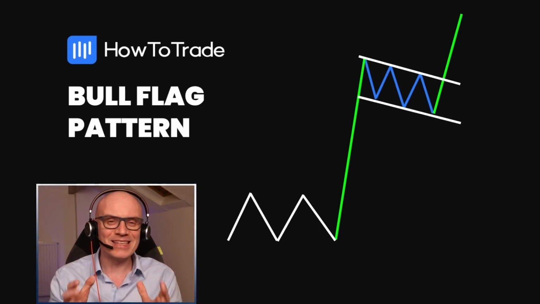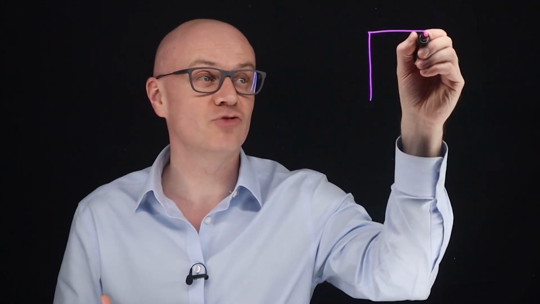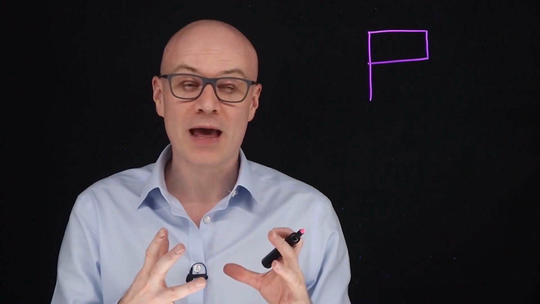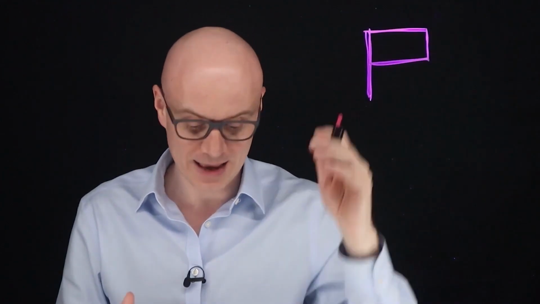Let's break down exactly how we would identify it. Now, the bull flag is a very common chart pattern, and it gets its name because of its shape. It basically looks very much like a traditional flag. As a result, there's two components to that. We have the pole itself, and we have the actual shape of the flag as well.